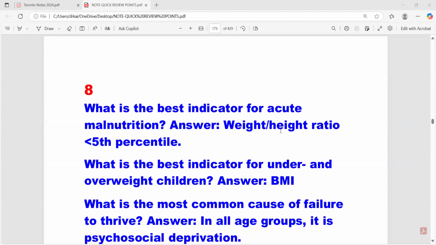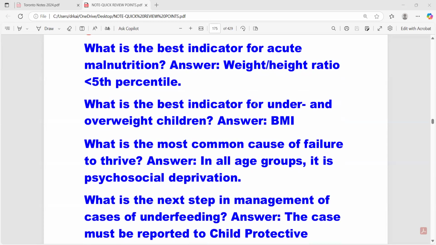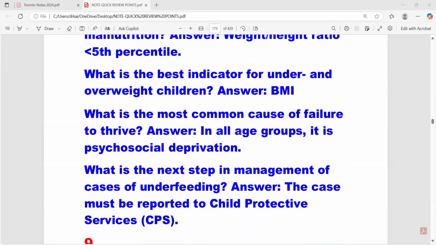What is the best indicator for acute malnutrition? Weight-for-height ratio less than the 5th percentile. So it's basically for malnutrition. What is the best indicator for under and overweight? Basically BMI. What is the most common cause of failure to thrive in all age groups? It is psychosocial deprivation.